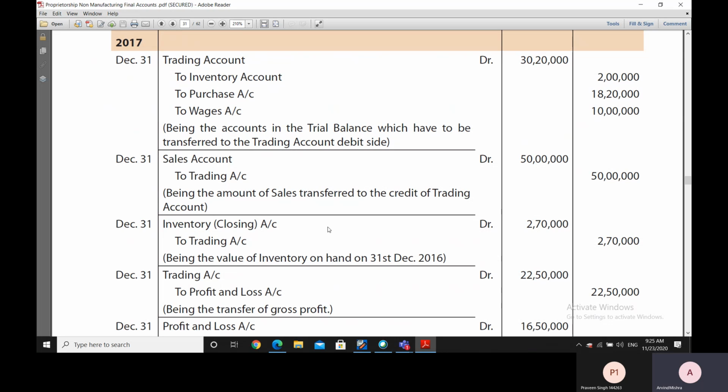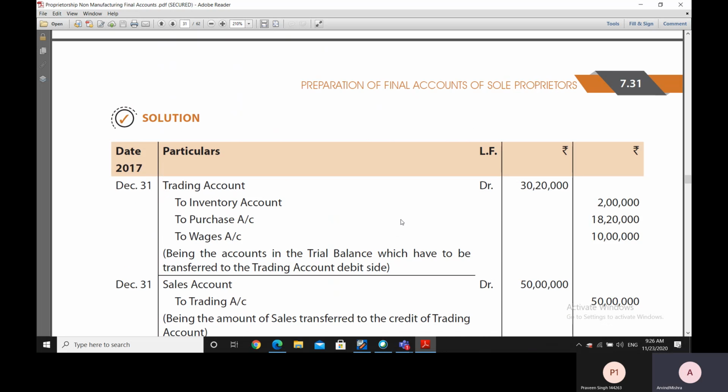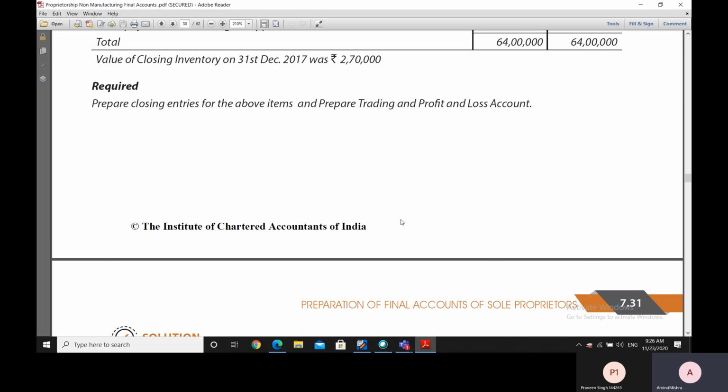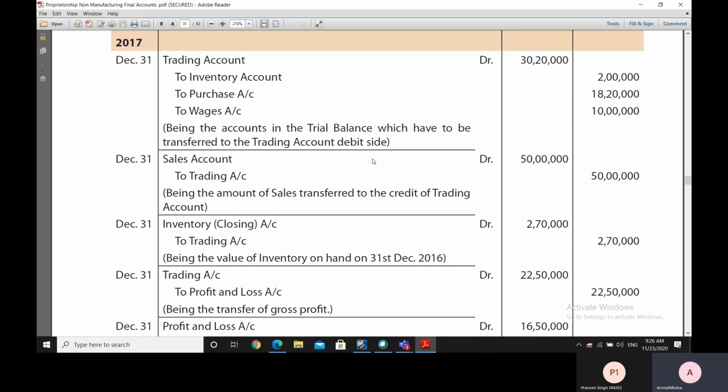So thereby we are transferring the closing inventory that we have taken also through the trading account. This is the opening inventory or the closing inventory as on 31st December 2016. As we are seeing this, the value of closing inventory on 31st December 2017 was 2,70,000.